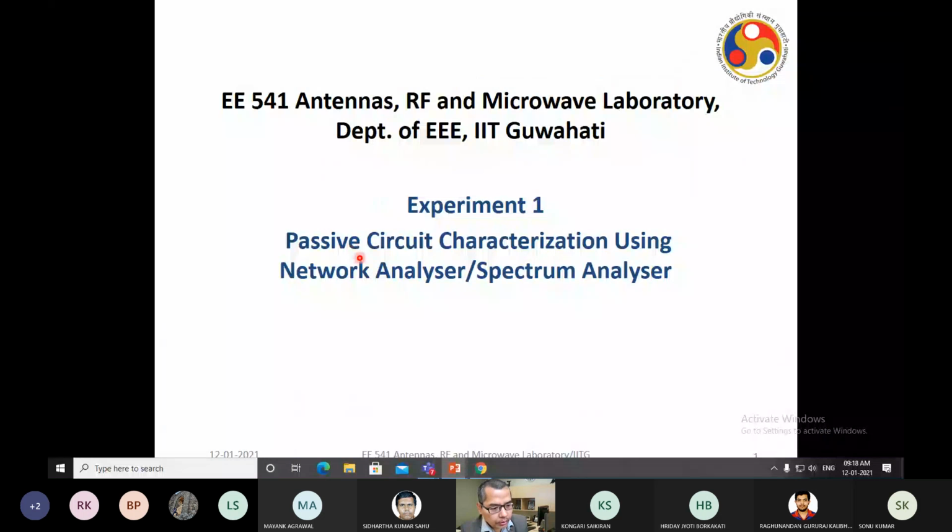of the left would be passive characterization using network analyzers. Basically, you will try to know how to use this network analyzer. So we'll first do calibration of network analyzer and try to measure some passive devices such as filters, antennas, and power dividers. So after this experiment, you should be able to know how to measure using the network analyzer.